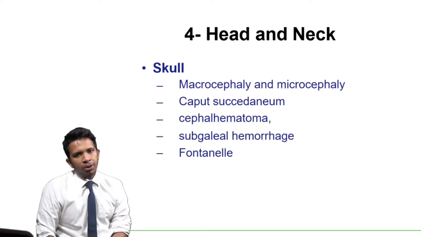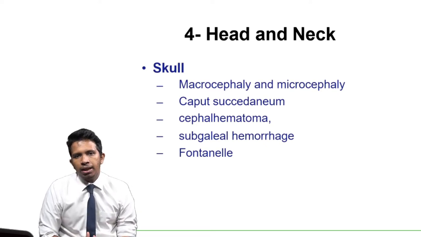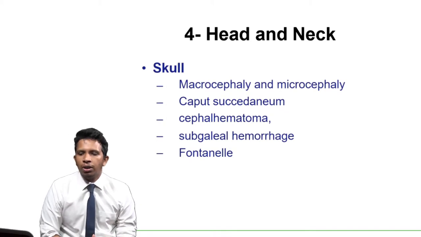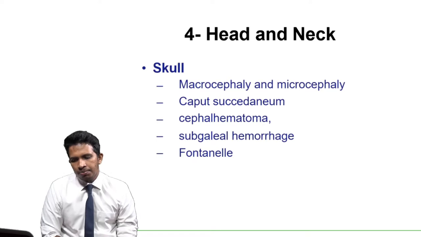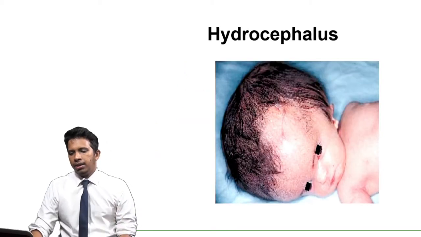So the common deformities: we could have an abnormal size of the skull, which if it's big, is called macrocephaly, and if it's small, we call it microcephaly. Then any conditions such as caput succedaneum, cephalhematoma, subgaleal hemorrhage, and we look at the fontanelle. So we examine the head of the child.